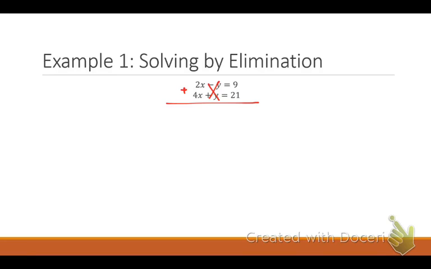So what is 2x plus 4x? 6x. And what is 9 plus 21? 30. All right, now what do I do?